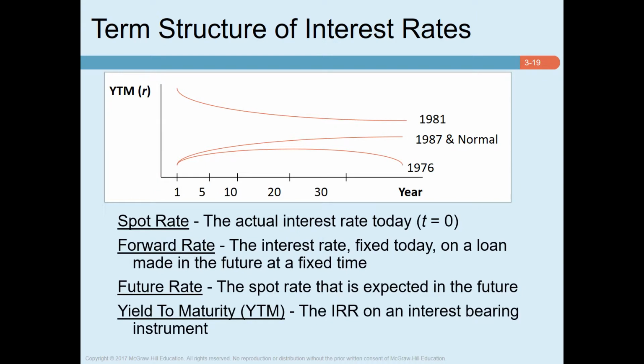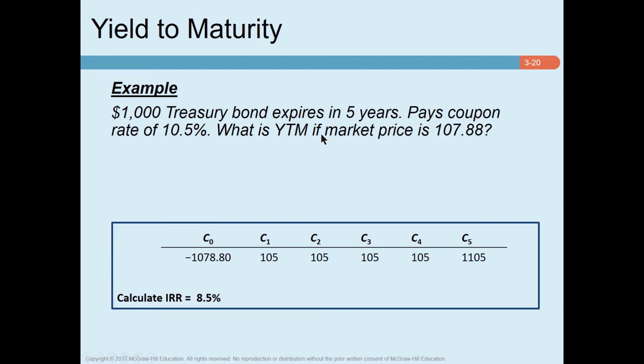And yield to maturity, as we already discussed, is a rate of return that equates the present value of the cash flows from a bond and its initial investment. As you already know, YTM is used to calculate the present values. In this example, it's a $1,000 treasury bond that expires in 5 years and the coupon rate is 10.5%. And YTM, if the market price is 107.88, is 8.5%. Okay, so this is your initial investment and this is the periodic coupon payment, and that's the coupon payment plus the principal payment.